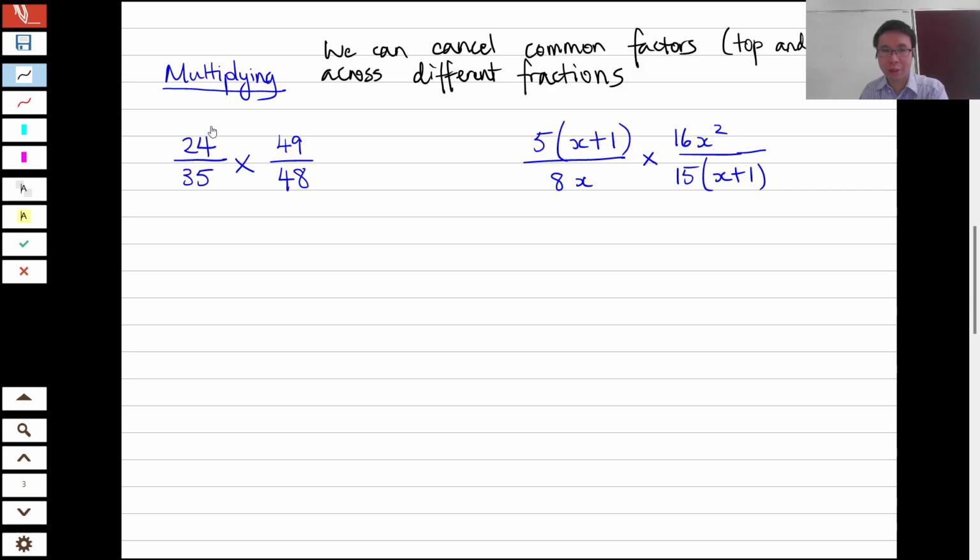So let's start with the one on the left here. What I'm noticing is that the number 24 is the same as 24 times 1. And the number 48 is the same as 24 times 2. If you don't see that, break it up into 12 times 2 and 12 times 4 instead. And then due to cancellations, it'll just take an extra step, and that's fine. For the number 35, what I'm noticing is that that is the same as 7 times 5. And the number 49 is the same as 7 times 7.